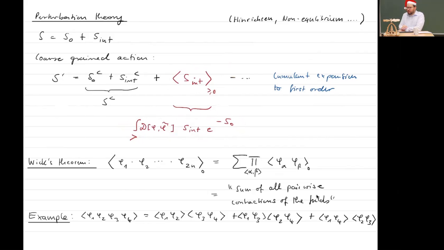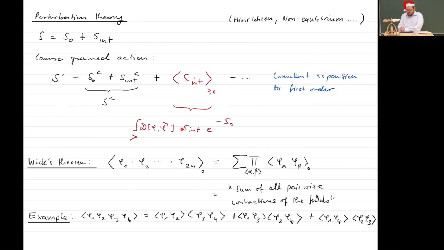Now, we still don't know how to calculate it, but it involves something that is second order in the fields. So that might actually be something that we can do. And there's this theorem that helps us to do these things. That's called Wick's theorem.